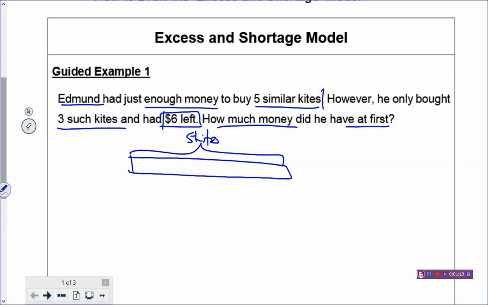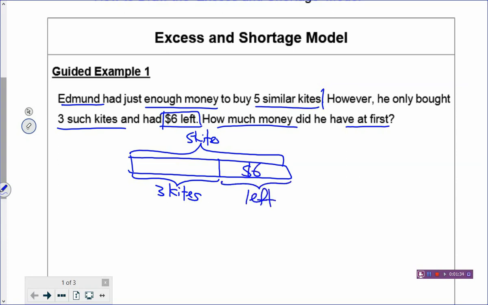However, he only bought 3 kites. So it means that he took some money to buy 3 kites. Let's put 3 kites over here. And then he had $6 left. The $6 is a number, so I can put it inside the box. And this is the left.